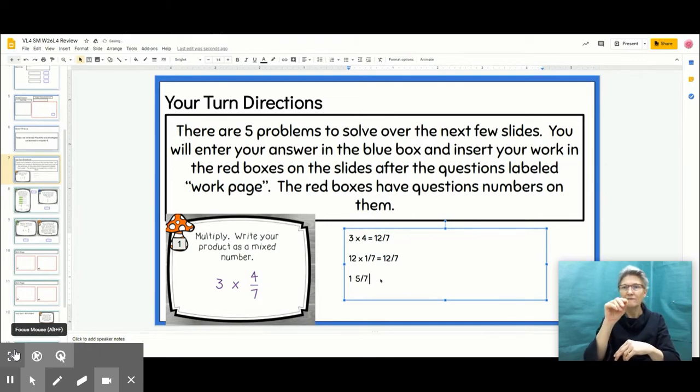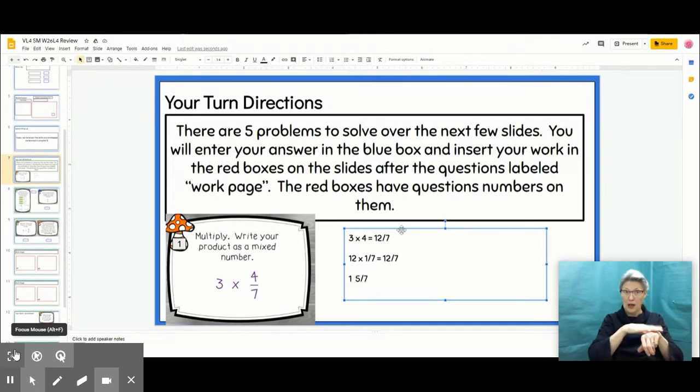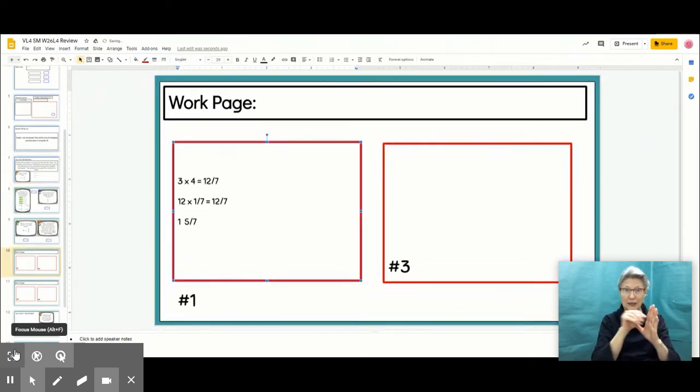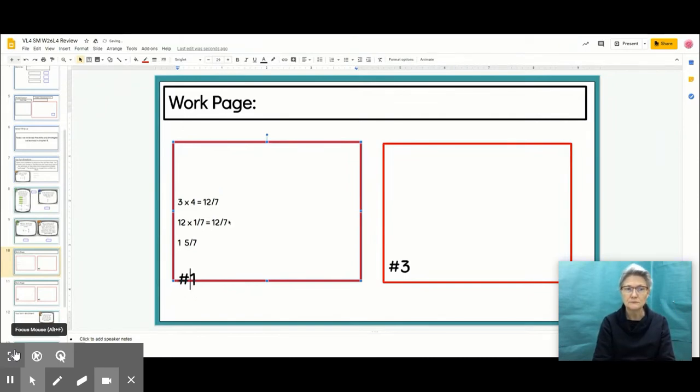Now you might do your work on the Math Learning Center. You might do it on paper and pencil. You have a lot of different options. So however you choose to do it, you're going to insert that work on the following slide. So I'm just going to show you how I'm going to do that. So this was number 1. So I'm actually just going to insert my work right in here. Okay? Oops, got rid of the number there.